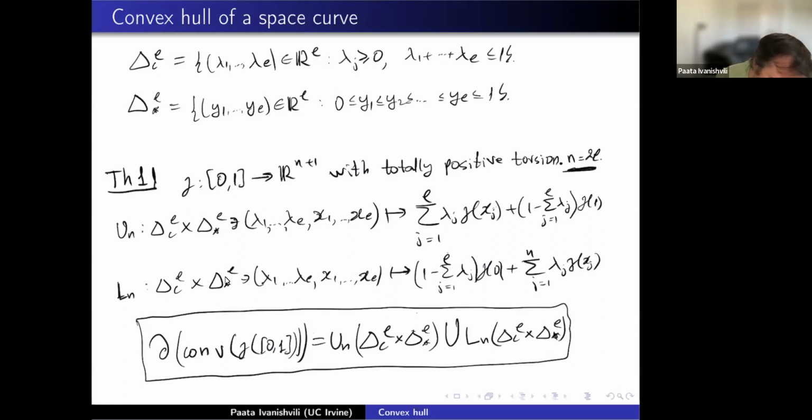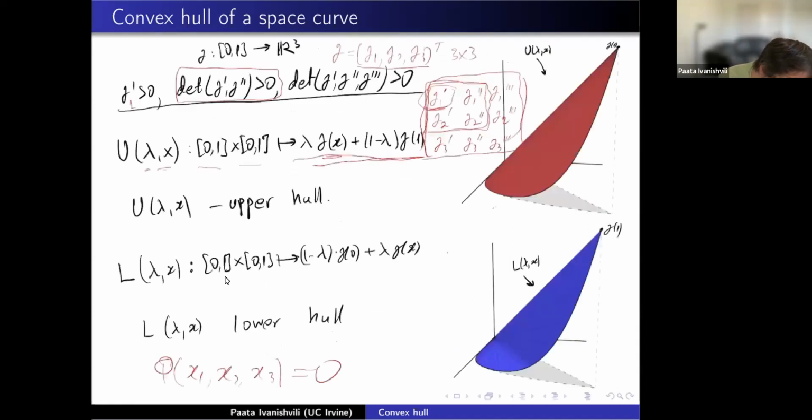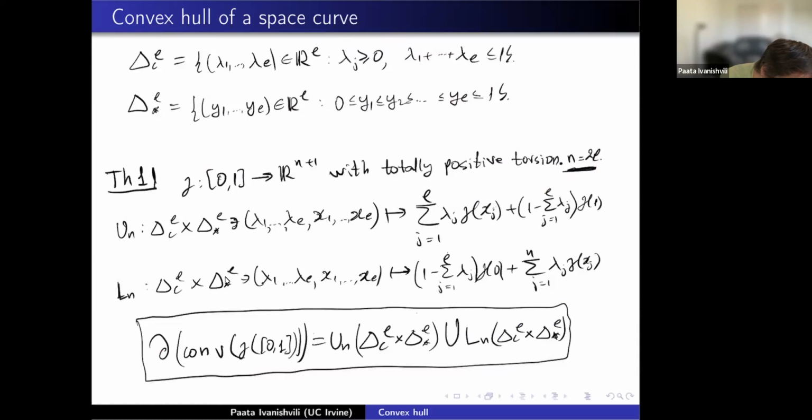So if you remember on the slides, I had this [0,1] and [0,1]^2 in 3D. Now in higher dimensions, we'll need something more involved. So let's say we'll need the following simplices. Let's take Δ_L, what it is: these are vectors λ_1, ..., λ_L from R^L. They are non-negative, and the sum is less or equal to 1.